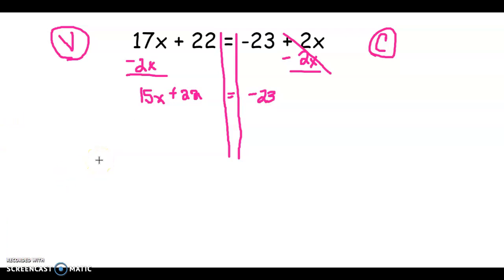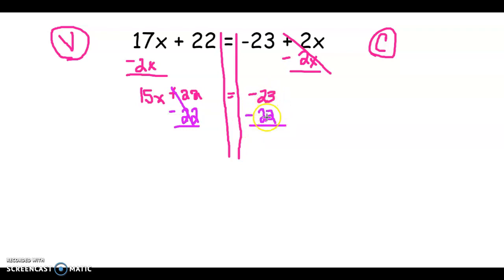This has just become a two-step equation. So I look on this left side and I see constants here. What's the opposite of adding 22? Well, subtracting 22. And why am I subtracting 22? Because I want to get x by itself, and this will zero out those constants. Anything I do to one side, I do to the other.